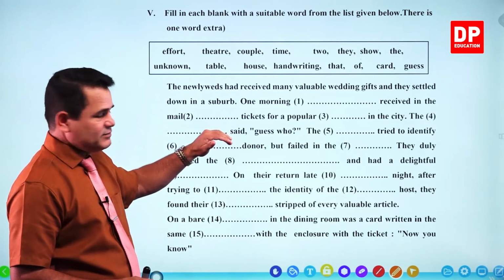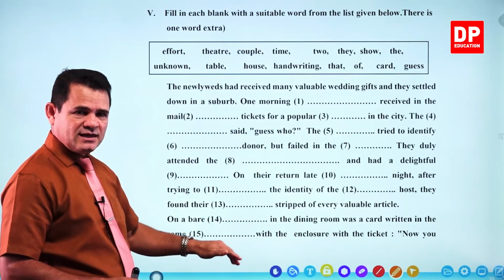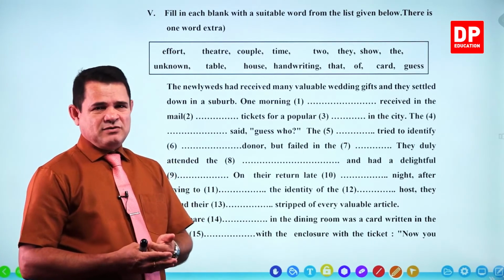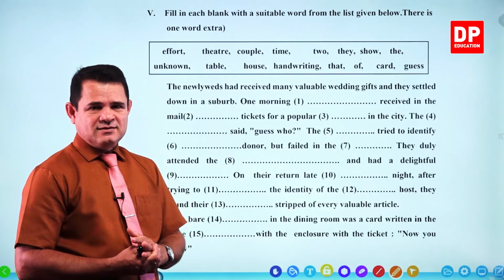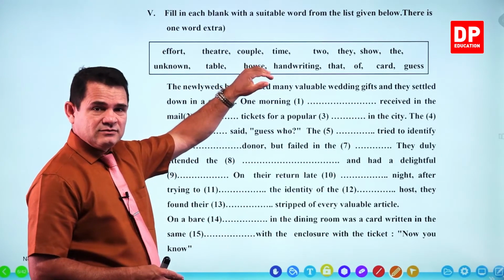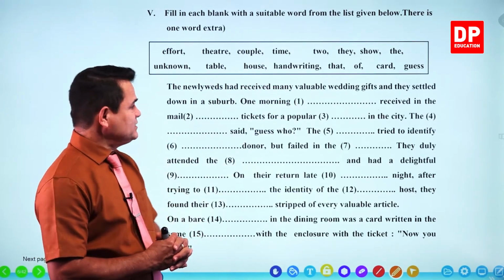Let's read the paragraph first. If we read it, we can get an idea of what it is about. So that idea will help you to find the correct word for the blank. Now let's read.